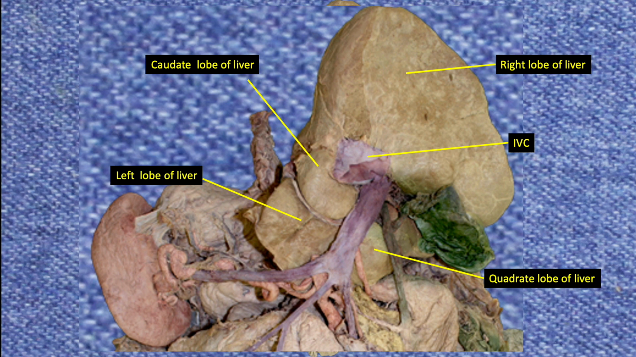We can also see that the IVC is outside the liver, whereas a portal vein drains into the liver. And one last structure, the ligamentum venosum, located between the caudate lobe and the left lobes of the liver. It represents a fibrous remnant of the ductus venosus of the fetal circulation.